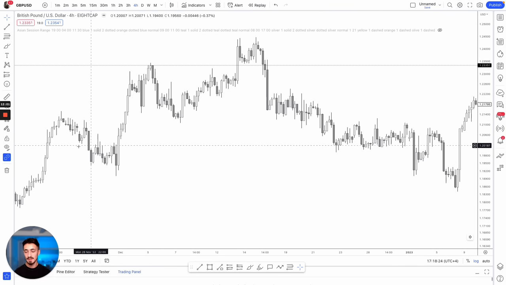So that's essentially what happens. And as price comes down, people start to see a fairer value based on what it is.